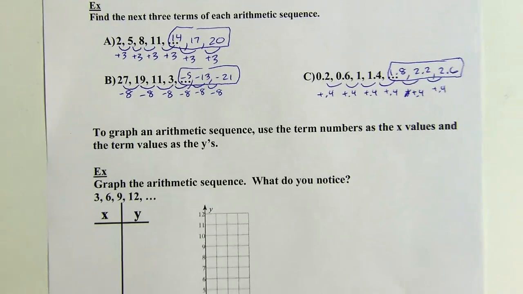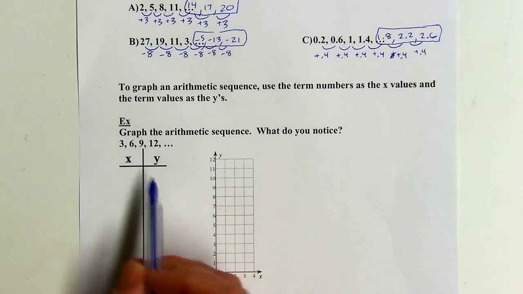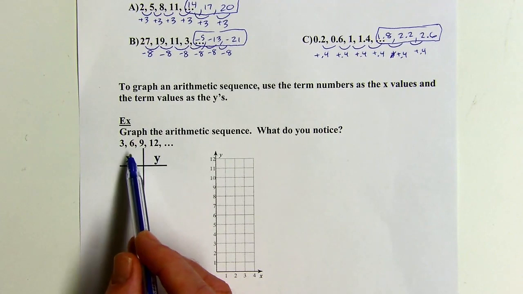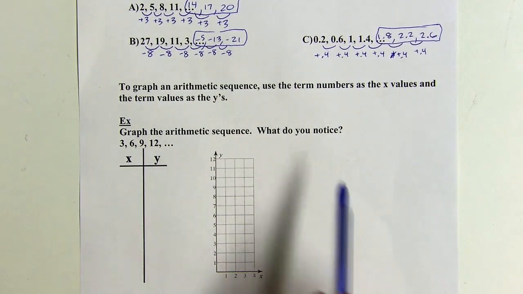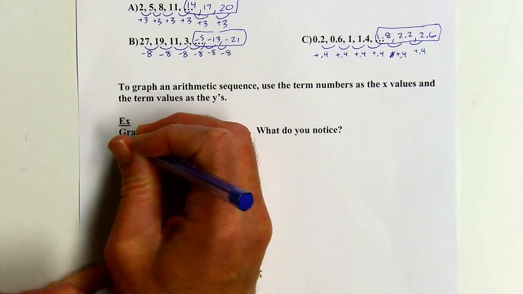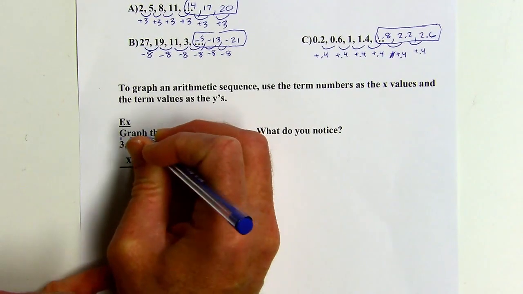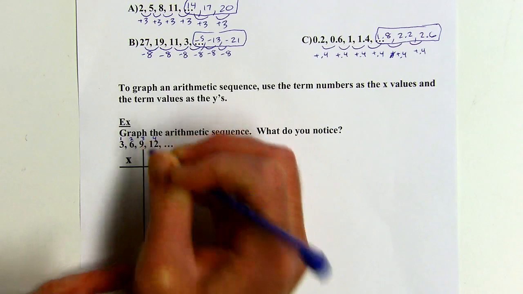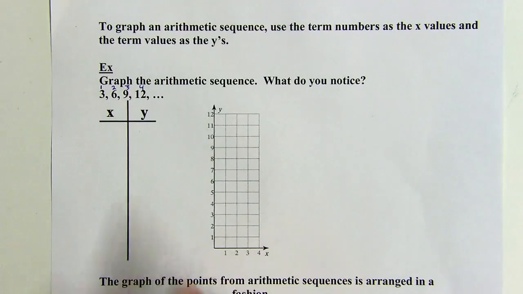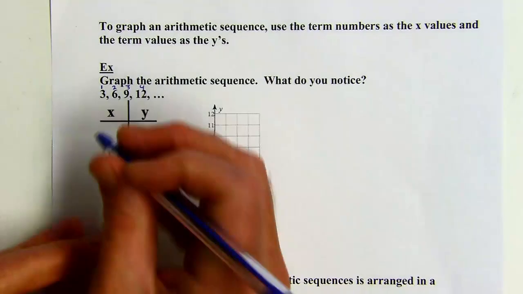Okay? So you might notice here, hey, we've got an XY graph. And with this sequence, these aren't XY pairs. But we can make them into XY pairs by using the term numbers, okay? By that, I mean, my first number in the sequence is the 3, the second number is the 6, the third number is 9, and the fourth number is 12. Those are my first four terms, so I just put those as my term numbers, 1, 2, 3, and 4, okay?